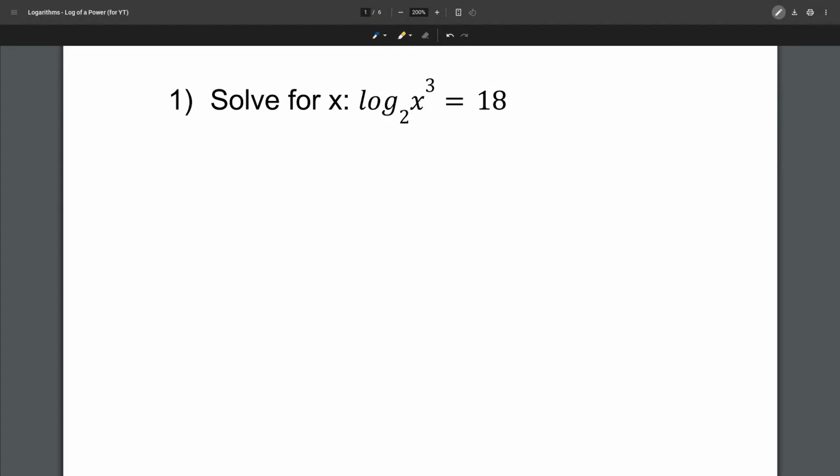In this video we're going to solve logarithmic equations using the log of a power property. So let's look at this first one. We have log base 2 of x cubed equals 18 and we want to solve for x. Okay, so let's write it here. So we have log base 2 of x cubed equals 18.